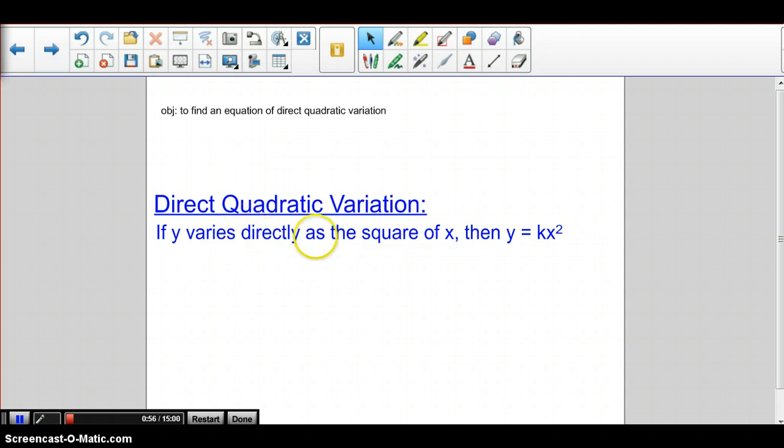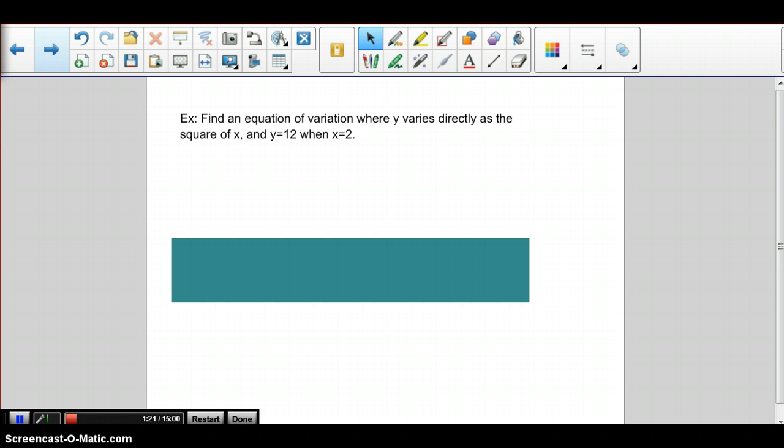First, we're going to talk about direct quadratic variation. So we say, if y varies directly as the square of x, then y equals kx squared. Now I know this seems like a lot of words here, but I think that once we start doing a couple of problems, you'll see really what this is meaning. Okay, so let's do this one first.